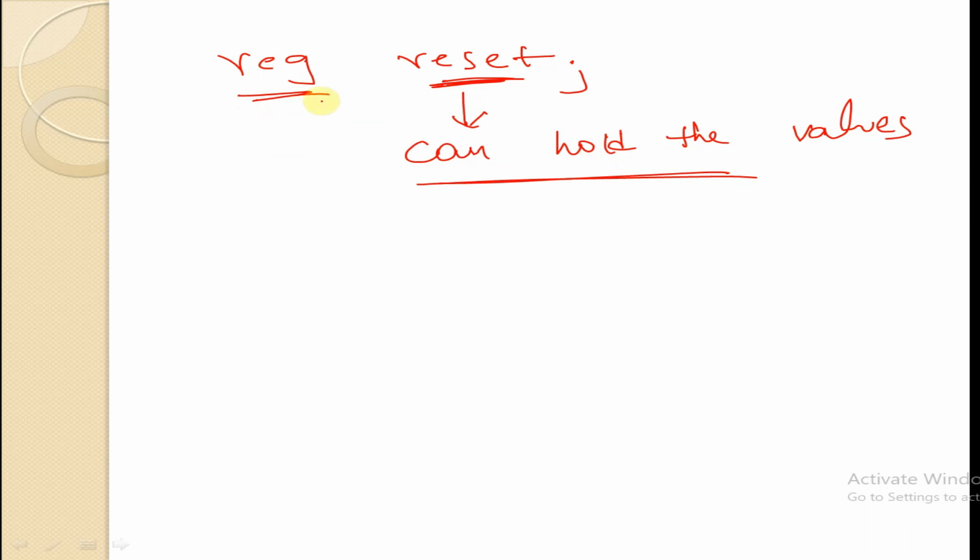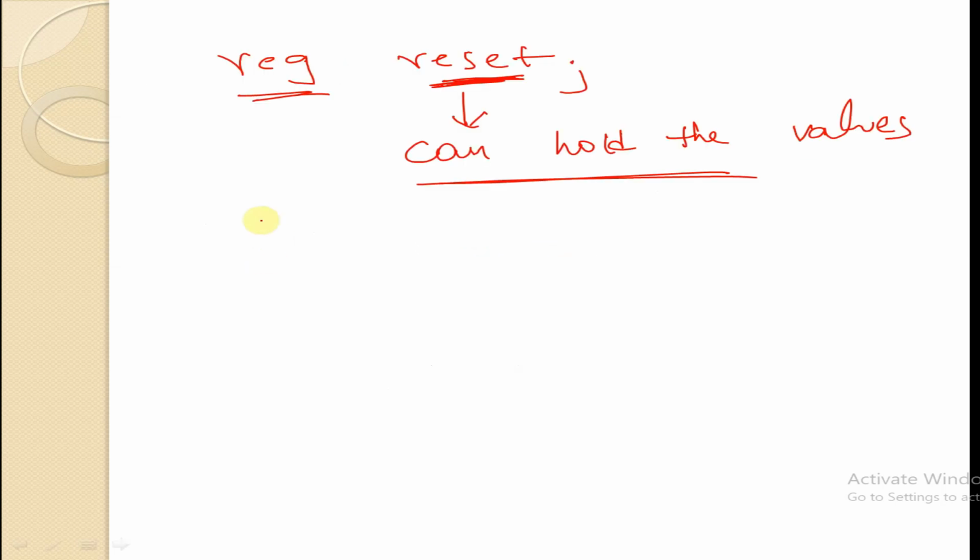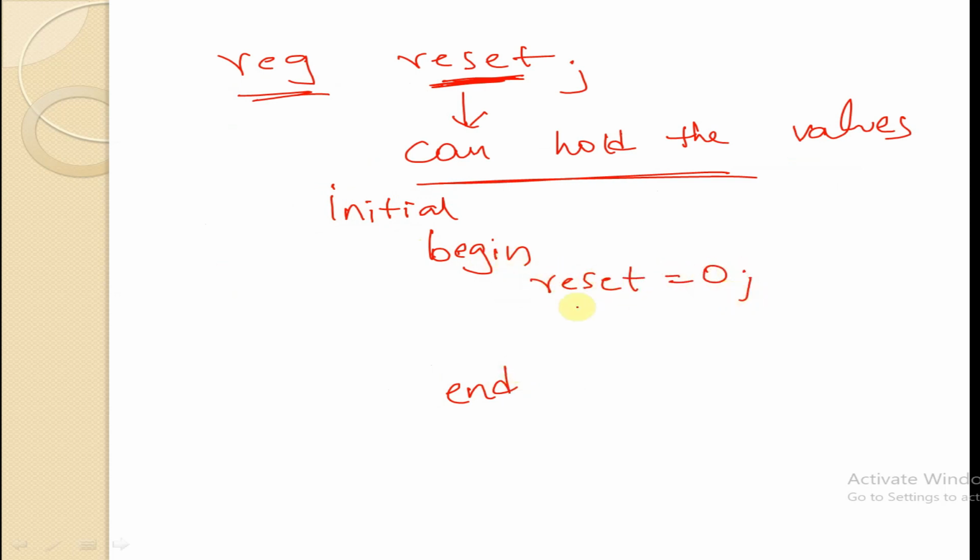So reset, if we declare any identifier as a reg data type, then it can hold values. Here, inside an initial begin block, we will discuss this initial begin block in our upcoming videos. Within an initial begin block, if we assign reset equal to 0, then reset will hold the value of 0 until it is driven by another value.